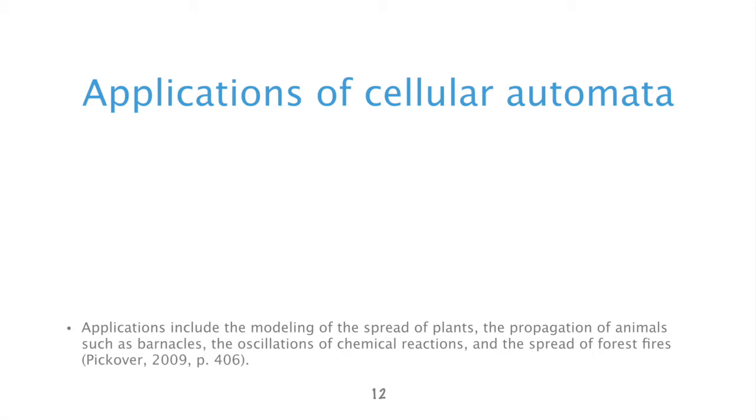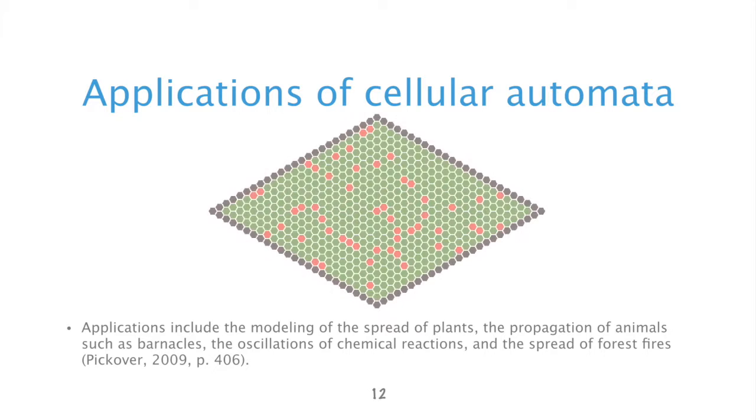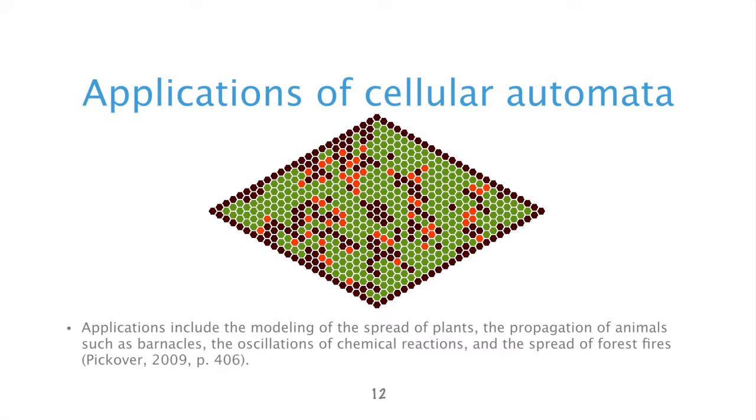What are some applications of cellular automata? Well, applications include the modeling of the spread of plants, the propagation of animals such as barnacles, the oscillation of chemical reactions, and the spread of forest fires. Here's one that uses a hexagonal two-dimensional automata where each cell can have a few different states to model forest fires spreading. Here's one that's similar to the Belousov-Zhabotinsky reaction, which is a pretty interesting chemical reaction. On the right we can see the actual reaction, and on the left you can see the cellular automata.